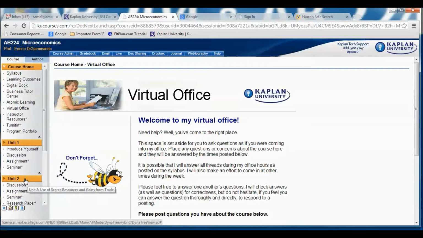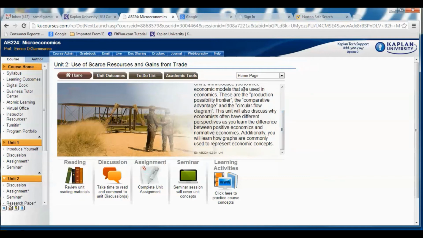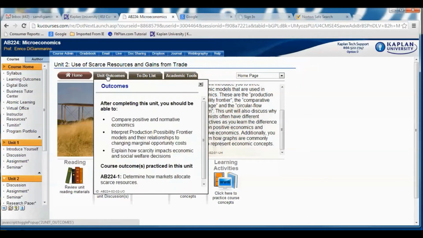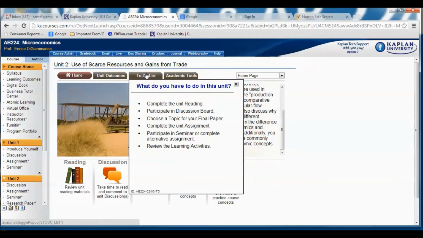I'm going to take Unit 2 as the one we're going to look at for a few minutes. Again, you're going to have an overview on the Unit 2 homepage. It's going to tell you a little bit about what you're going to cover this week. And again, Unit 2 would be the second week. You're going to have the unit outcomes that are covered in that particular unit in that week. You also have a to-do list of things you need to do.